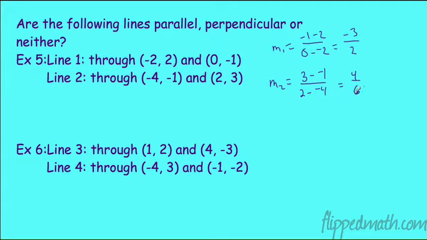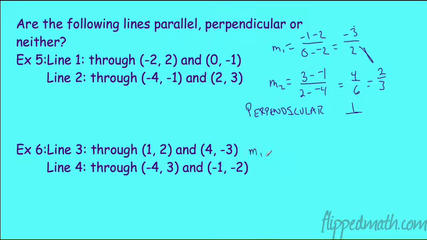So if I look at this right now, it doesn't look like anything very good at all. Of course, I need to reduce. 4/6 is the same as 2/3. Now I can see the relationship. These are negative reciprocals, therefore they are perpendicular. And sometimes you'll see me write shorthand for perpendicular as an upside down T.